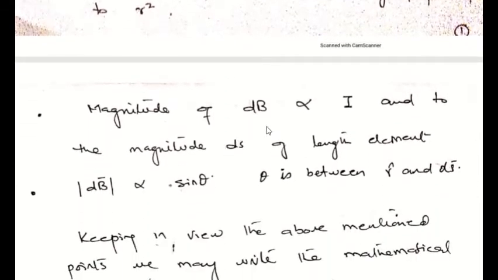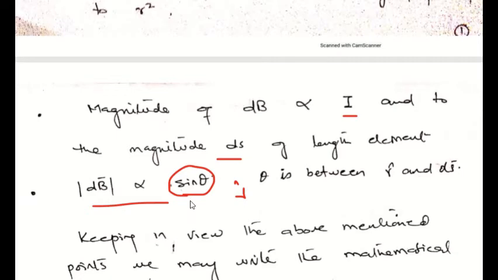The magnitude of dB is directly proportional to the current and to the magnitude of ds, that is the length element, and so we can write that dB is directly proportional to I and directly proportional to ds, as well as directly proportional to sine of theta, which is the angle between this length element and the unit vector r. So this changing magnetic field directly depends upon I ds and sine of theta.